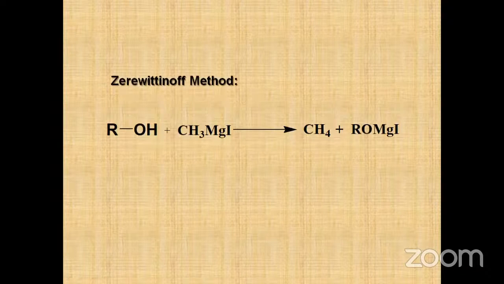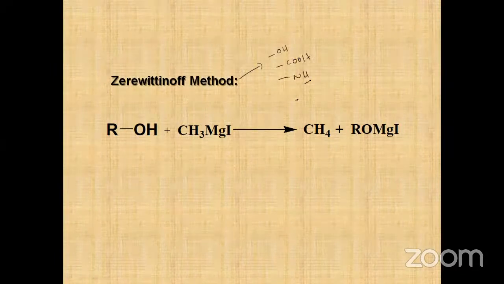Under that, we are going to do the Zerewitinoff test. This is a special test. It has some importance. The presence and number of functional groups with an active hydrogen, that is OH, COOH, NH, etc., is estimated by the Zerewitinoff method. This method is not only useful with alcohol. This test is extended to whenever there is an active hydrogen containing functional group like OH group, like COOH, or NH. All these functional groups have active hydrogen.